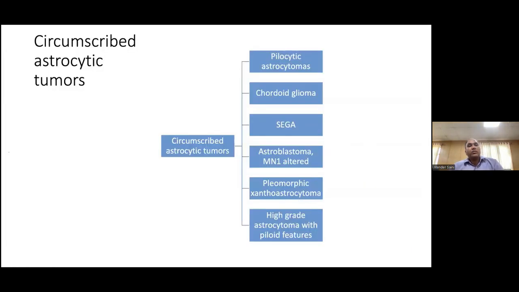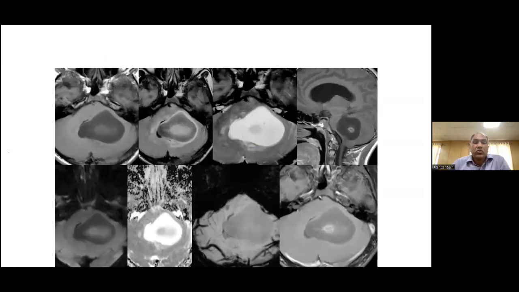So coming to circumscribed astrocytic tumors, you can have pilocytic astrocytomas. These are distinct entities, each one of them. Most important are pilocytic astrocytoma, chordoid glioma, SEGA, astroblastoma, pleomorphic xanthoastrocytoma, and high-grade astrocytoma with piloid features. Some of them are very rare, but pilocytic astrocytoma is pretty common.